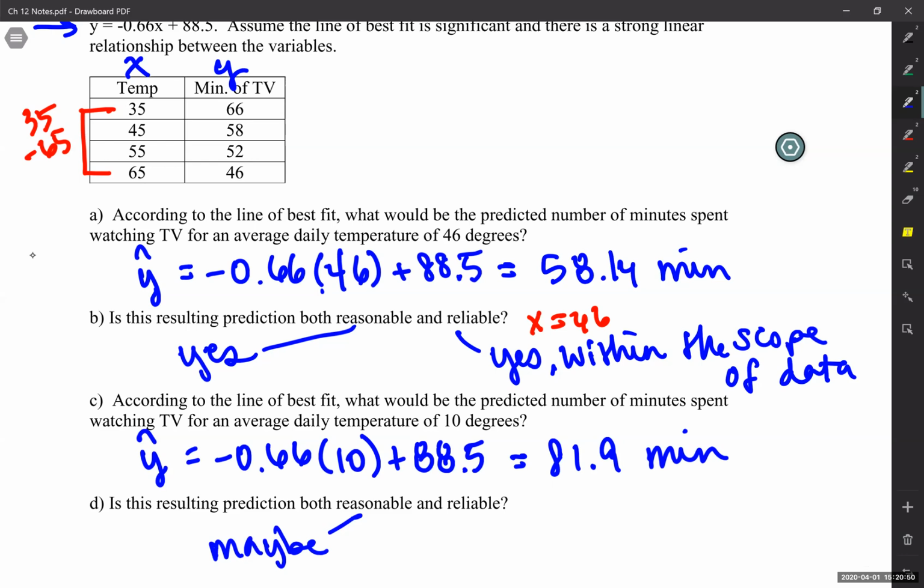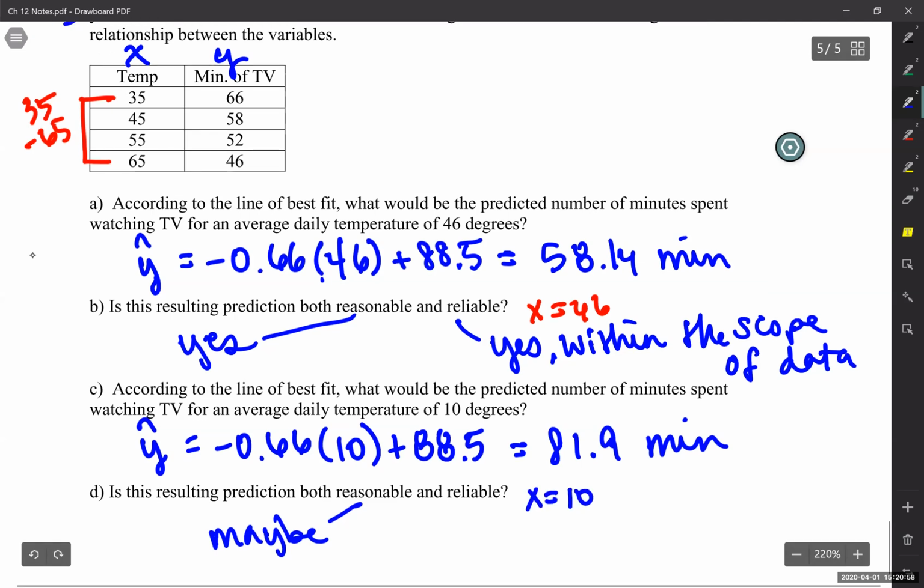But is it reliable? 10 degrees, and our scope is between 35 and 65. I'm going to say no. It is beyond the scope of data.